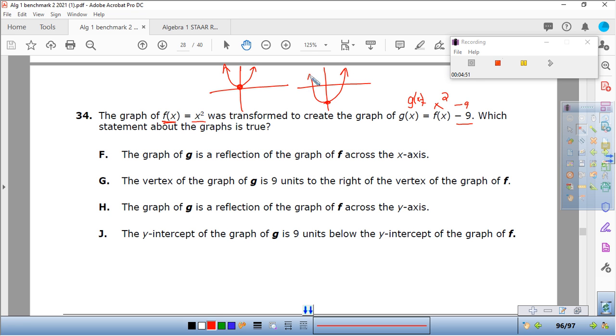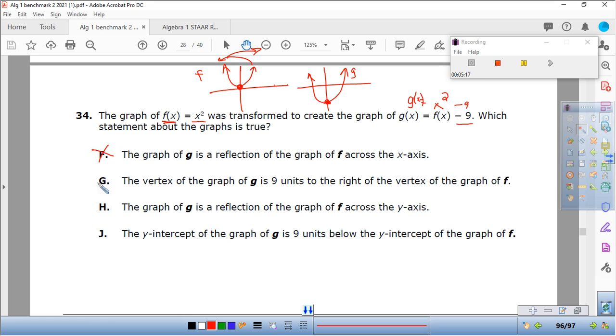And it goes the same thing. So the graph of g, which is this is g, and this is f, was a reflection of the graph of f across the x-axis. So it's basically saying it got here and it flipped it around. It brought this side over here and this side over here. No. The vertex of the graph of G, this point right here, is 9 units to the right. It's going to be 9 units to the right over here?